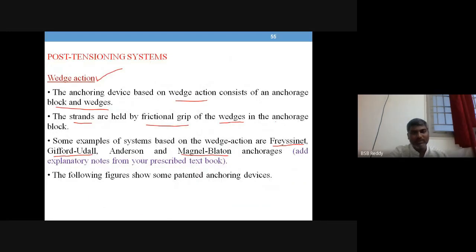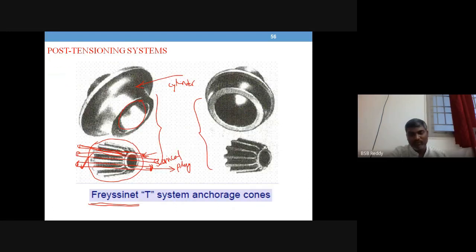So we are talking about wedge action. The device is working on wedge action. There are many such devices that work on wedge action, like the Freyssinet, Gifford system and Magnel-Blaton, Lee-McCall system. Some of these systems we'll talk about, from which we have taken the Freyssinet system. It is very widely used in India also, along with Europe. So we shall know how it is working and what sort of devices are there in it.